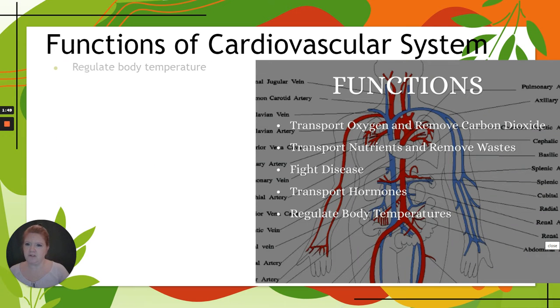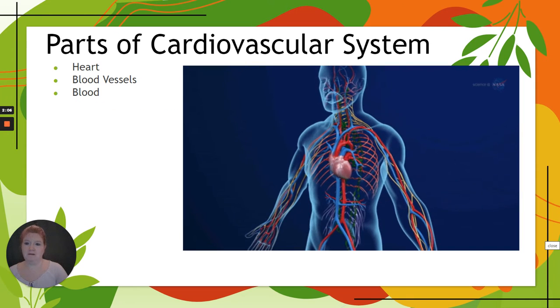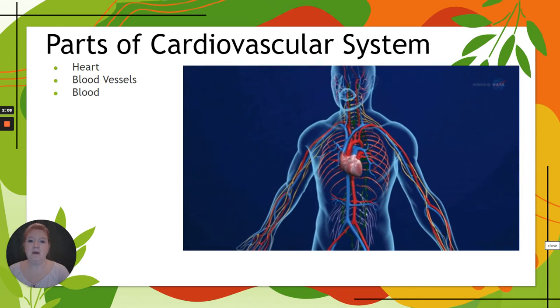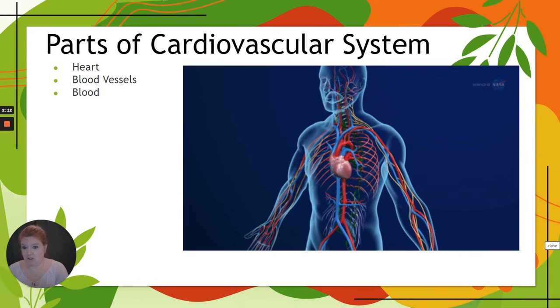All right, so what are some functions of the cardiovascular system? Regulates body temperature typically through vasodilation and vasoconstriction to regulate the amount of blood flow to the skin. It transports hormones and immune cells. It transports gases, nutrients, and wastes. Okay, a lot of big functions. Parts of the cardiovascular system, well, the heart, the blood vessels that I mentioned already.